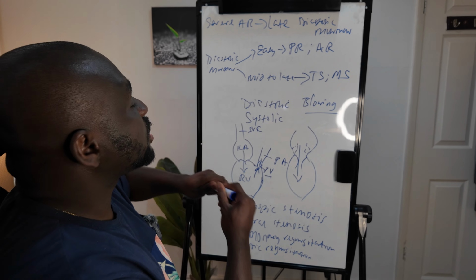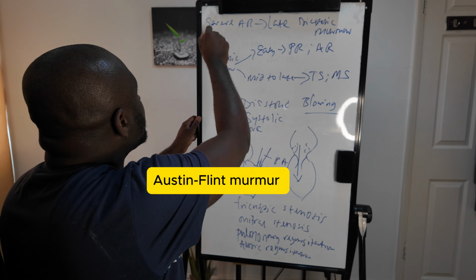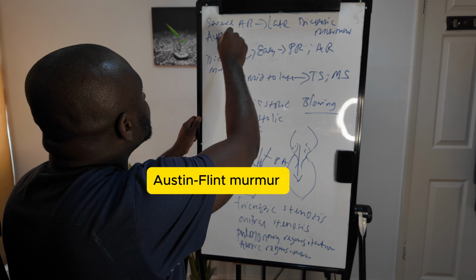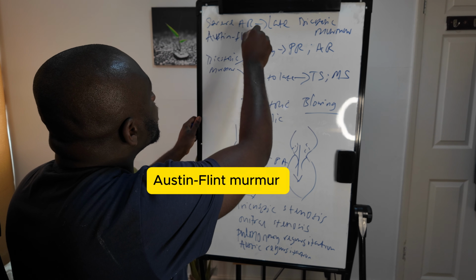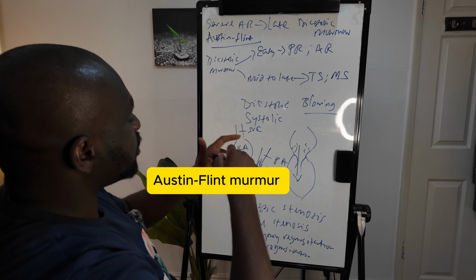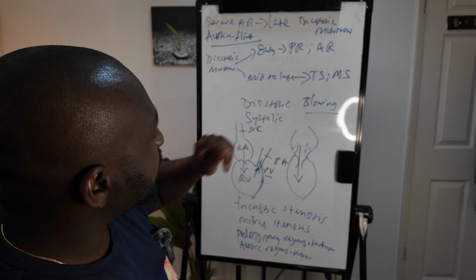That severe aortic regurgitation is called Austin-Flint. So if you see the term Austin-Flint, that's what it means, severe aortic regurgitation. Yeah, Austin-Flint.